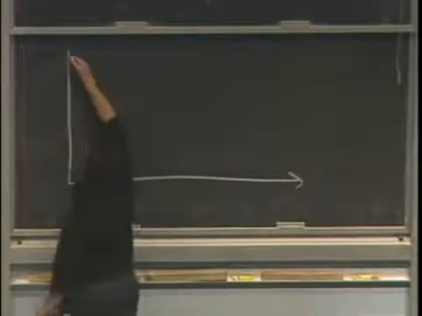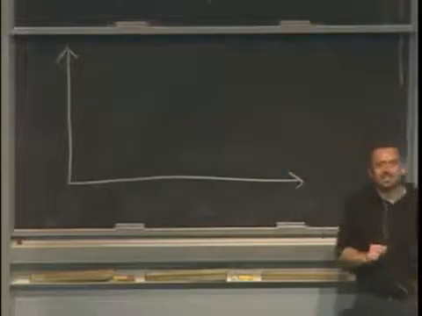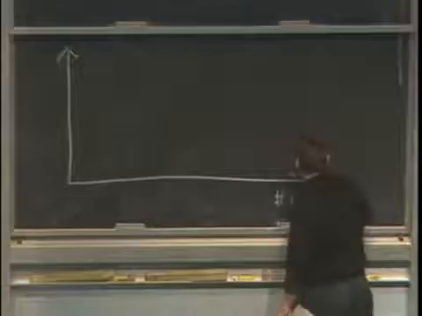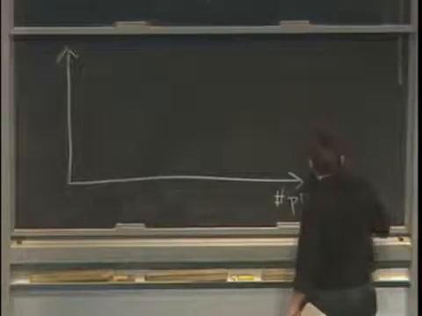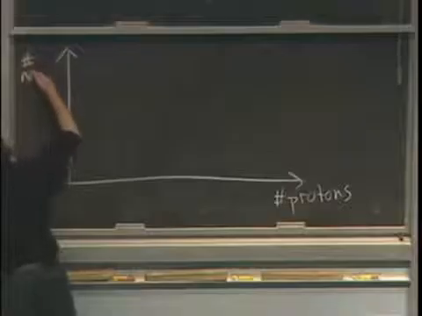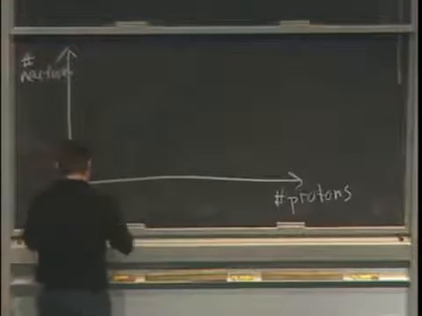Don't freak out if I'm drawing a graph. This is just going to be a plot of nuclei, where on this axis we have the number of protons, and on this axis we have the number of neutrons. Let me put some numbers on here.